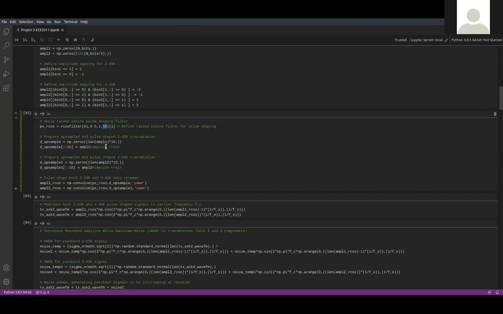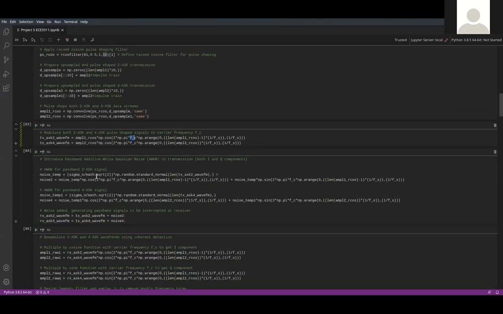So we upsampled our data symbols, right? So amplitude one is the two ASK, and amplitude two, or amp two, is our four ASK. We upsampled both of them by a factor of 10, and then we convolve with the raised cosine pulse. So now we have a raised cosine pulse filtered four ASK and two ASK transmission. We now modulate to the carrier frequency, and again, FC doesn't matter, because we're going to be throwing this away later on anyway. But before we do that, this is important.